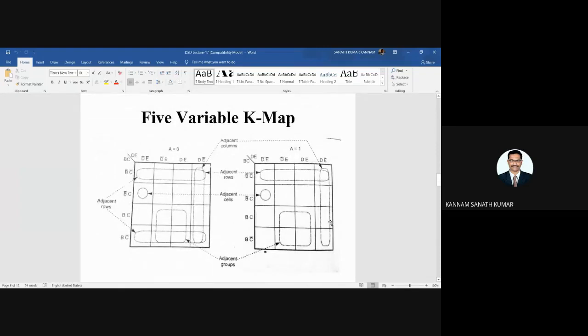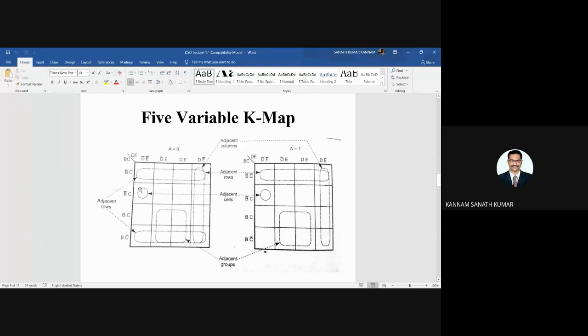How can we group? See here, we can make one adjacent column, so here one quad and here one more quad, with D E bar. Combining these two quads makes one octet. Then there are adjacent groups here, D bar E and D E bar. These make adjacent quads, and together make one octet.